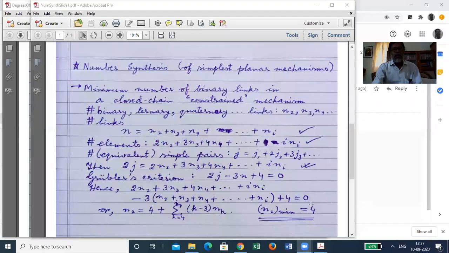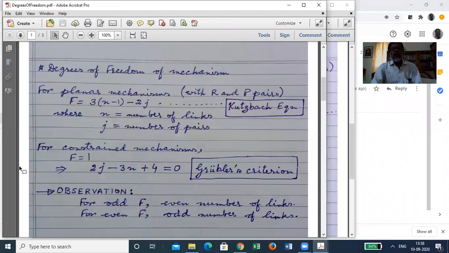We are now in the second week of the course, lecture 4. So, we will start with one very important discussion, and that is the determination of degrees of freedom of mechanisms.